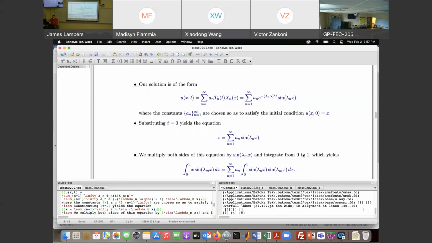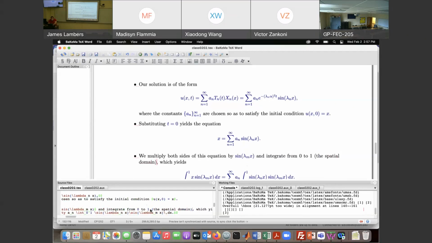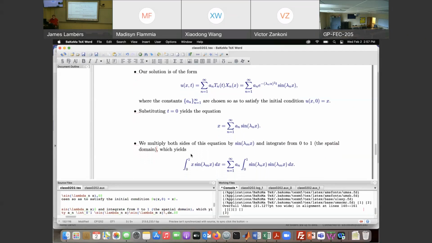And then I take the integral from 0 to 1. And I want to make clear why it's 0 to 1. That is the spatial domain of our initial boundary value problem. And because the integral is linear, I can pull out the summation, I can pull out a_n. So now I just need to work out these two integrals. Take into account whatever values of lambda m or lambda n I have.